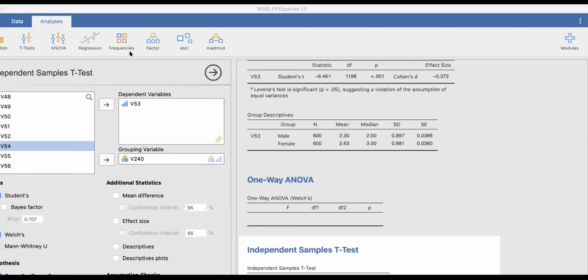Ma'am, if it helps, that's also what I found on the internet. 0.20 to 0.50 is small, 0.50 to 0.80 is medium, and 0.80 above is large. Correct. So in this case, it's a small effect size, no? What was the effect size? 0.37. Yeah, so it's still small. That's what I remember too. Okay, got it? Yes, ma'am, thank you. Thank you too for your questions.